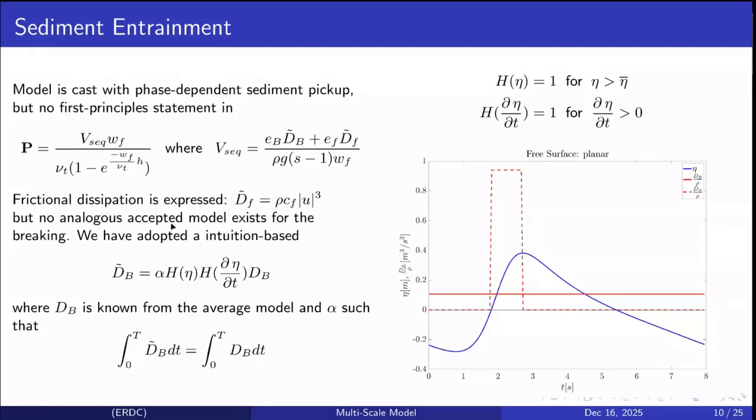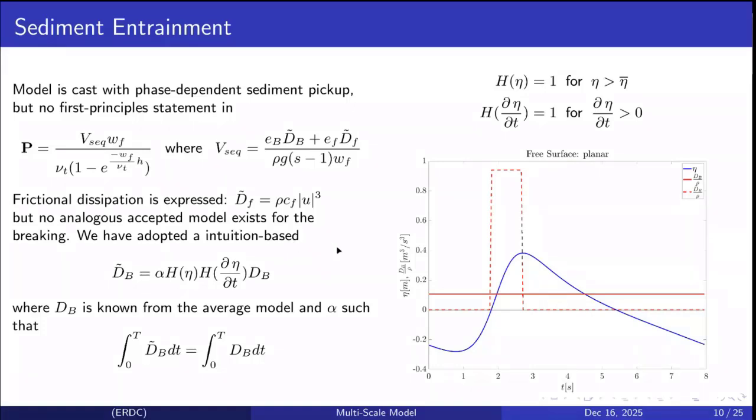There's no analogous accepted model for the breaking part of it. So we've adopted a more or less intuition-based approach. We know what it is in the phase-averaged world, right? Because Battjes and Janssen is one solution to that problem. We know what the phase-averaged bottom breaking dissipation is in that.